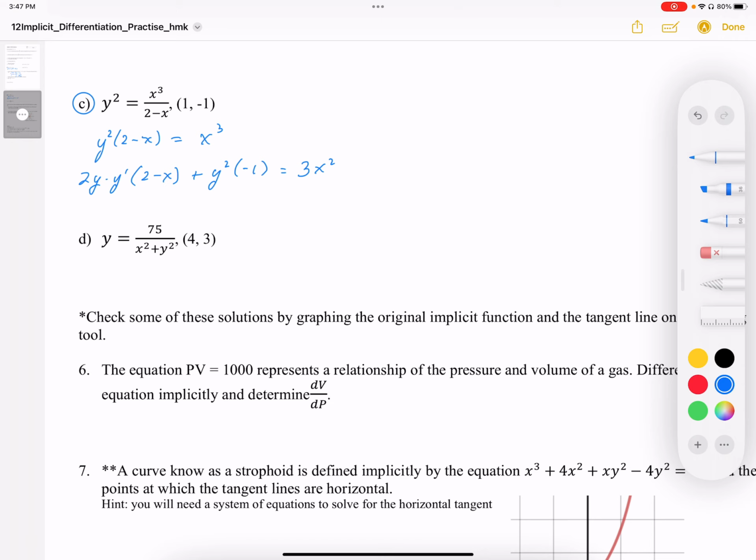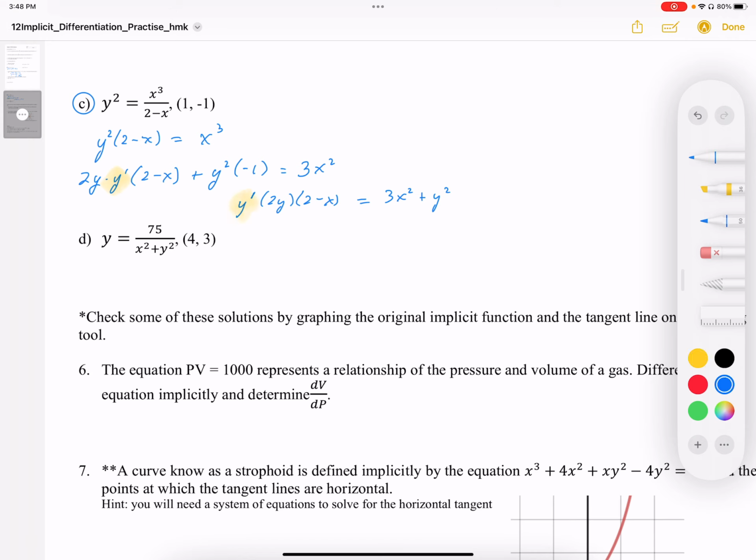So I'm going to end up with y prime times 2y times 2 minus x. And then I'm going to move the y prime term to the other side. So I get 3x squared plus y squared. Okay, I think I made a mistake here. This is not y squared, that's y prime. Okay, so that's the y prime that I factored out, and maybe I'll just highlight that so you can see that. That y prime here ended up here.